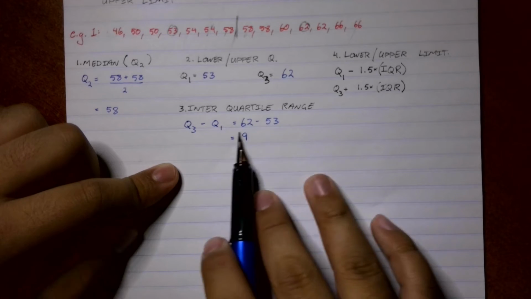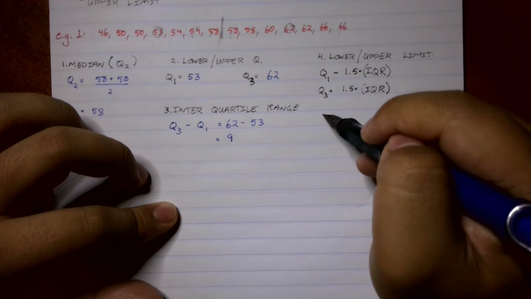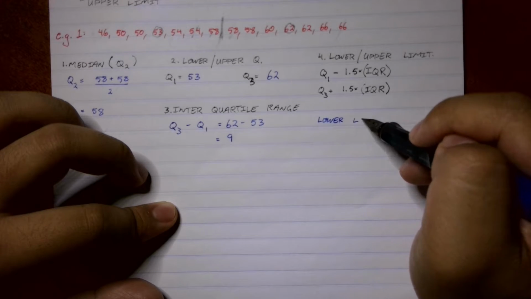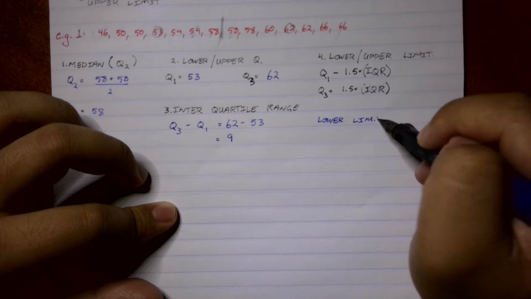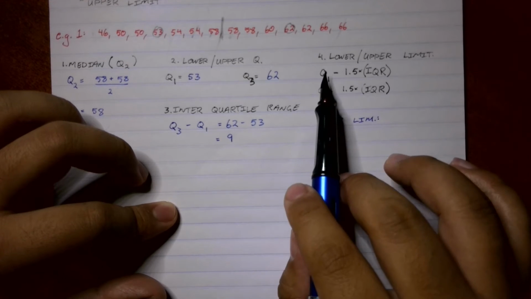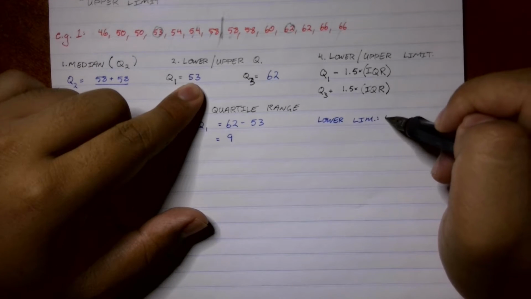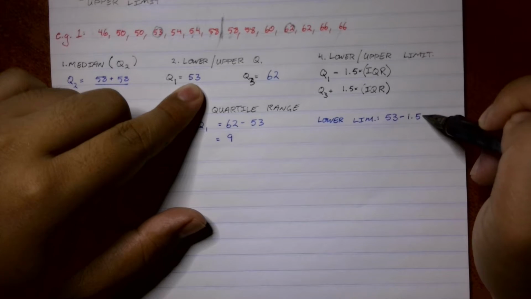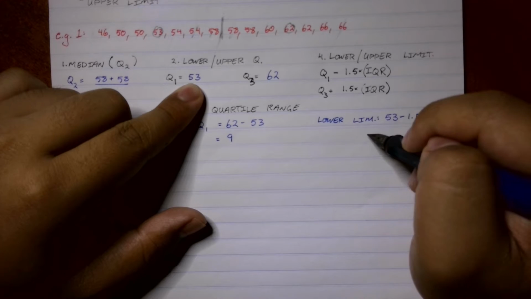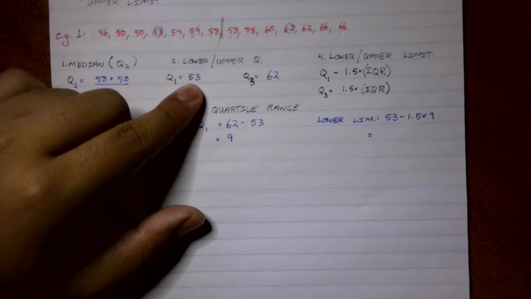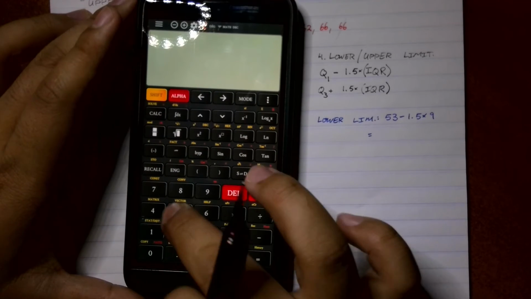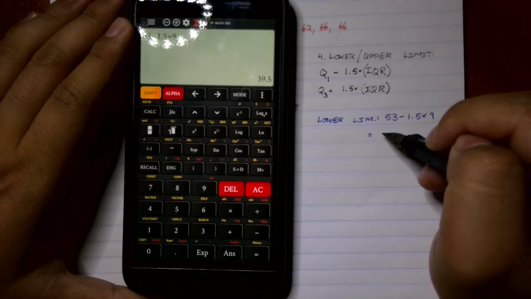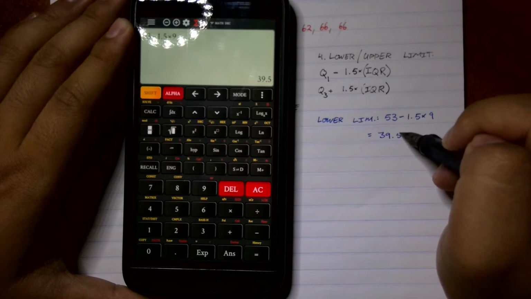And then using this number, we can calculate this. So let's take the lower limit. We calculate it by taking Q1, which is 53, and we subtract 1.5 times 9. You can calculate this using a calculator. 53 take away 1.5 times 9 gives us 39.5.